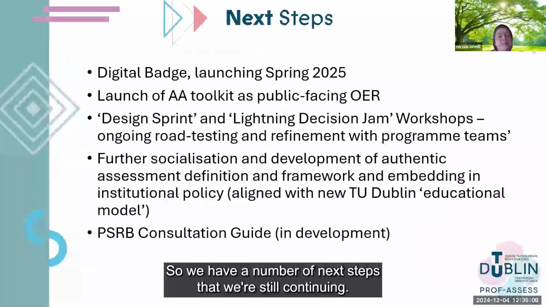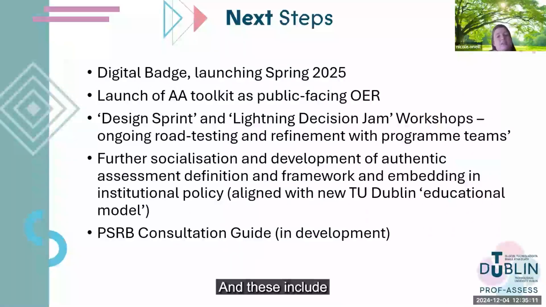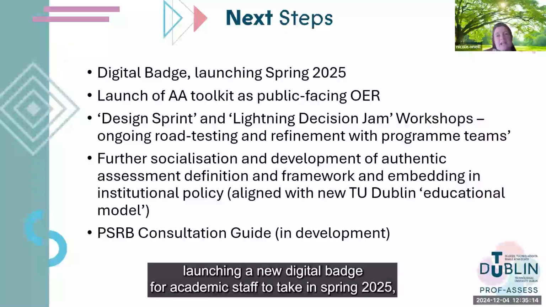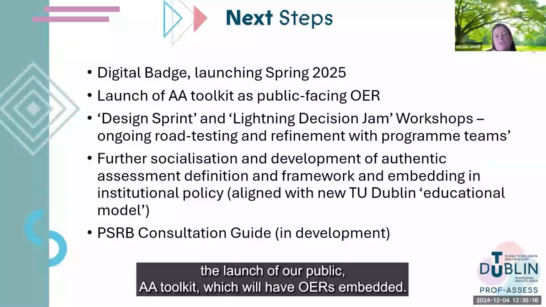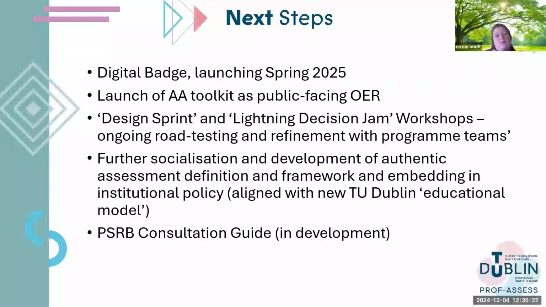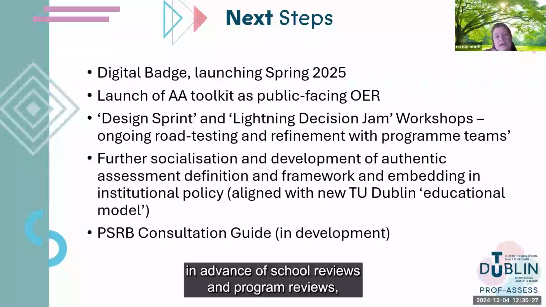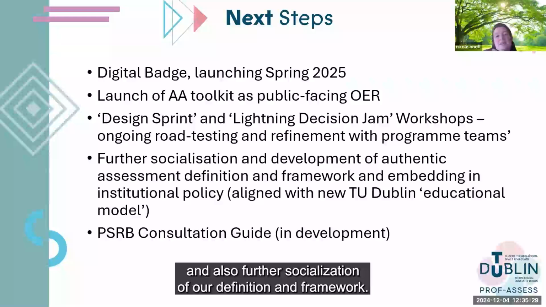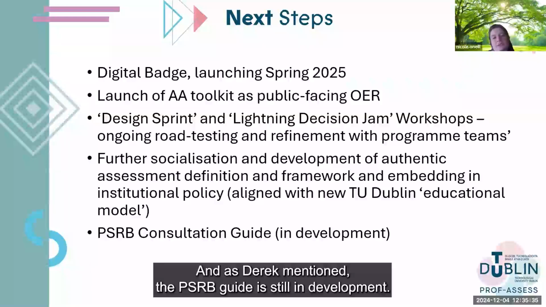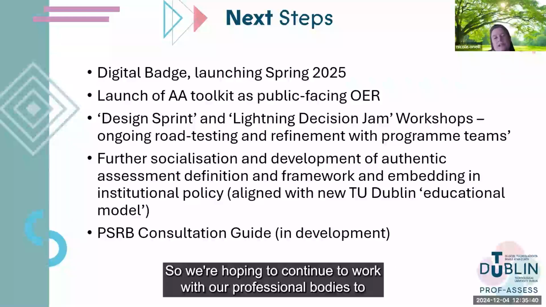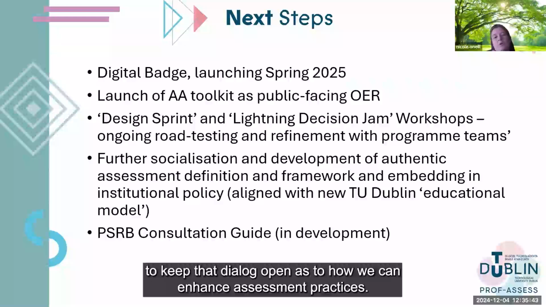So we have a number of next steps that we're still continuing, and these include launching a new digital badge for academic staff to take in spring 2025, and the launch of our public AA toolkit, which will have OERs embedded. We also have workshops we'll be running with programme teams in advance of school reviews and programme reviews, and also further socialisation of our definition and framework. And as Derek mentioned, the PSRB guide is still in development. So we're hoping to continue to work with our professional and regulatory bodies to keep that dialogue open as to how we can enhance assessment practices.